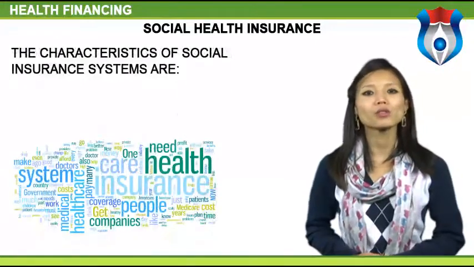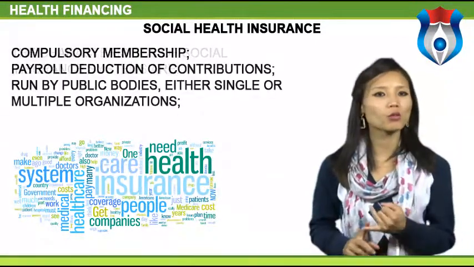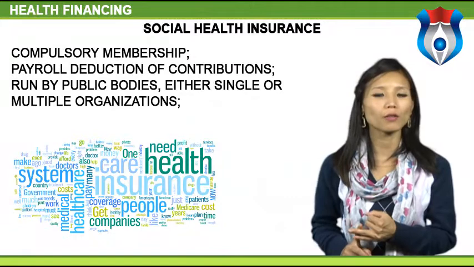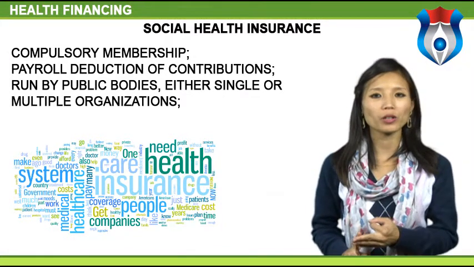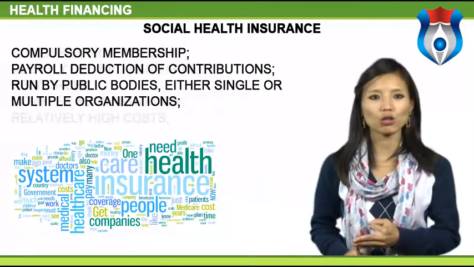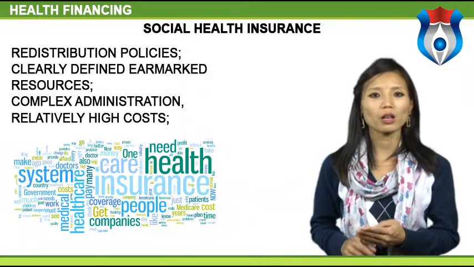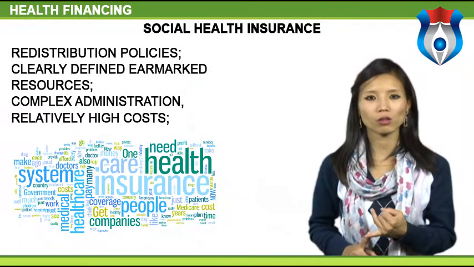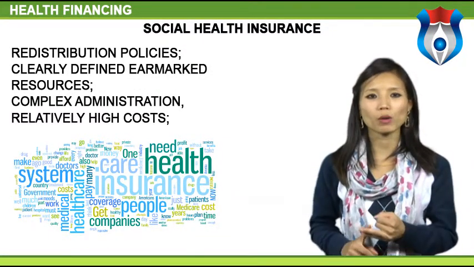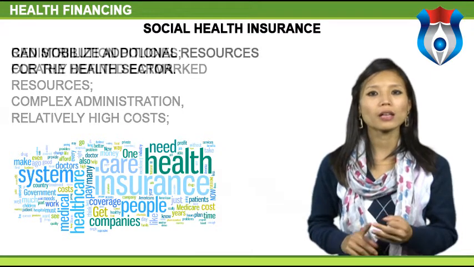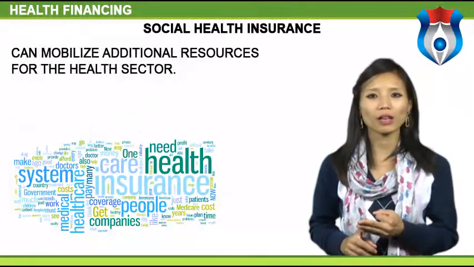The characteristics of social insurance systems are compulsory membership, payroll deduction of contribution, run by public bodies, either single or multiple organizations, redistribution policies, clearly defined earmarked resources, complex administration, relatively high cost, and can mobilize additional resources for the health sector.